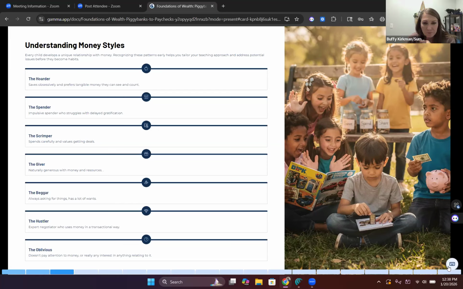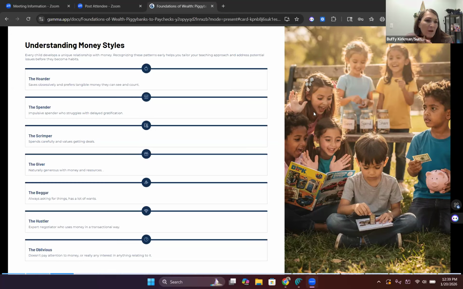The scrimper is a little bit different than the hoarder. Okay, so a scrimper does spend money. So they still like to save their money, but a scrimper really likes getting a deal. If they're going to spend, they're going to choose a less expensive option, or they get satisfaction from being able to buy something and still have money to come home with when they're done. So they like the deal.